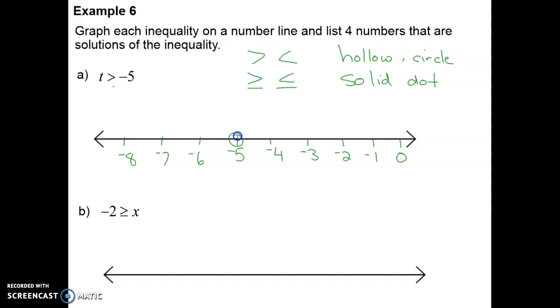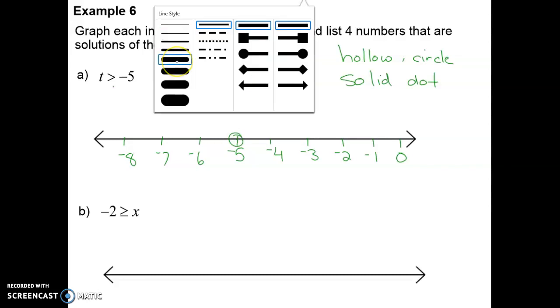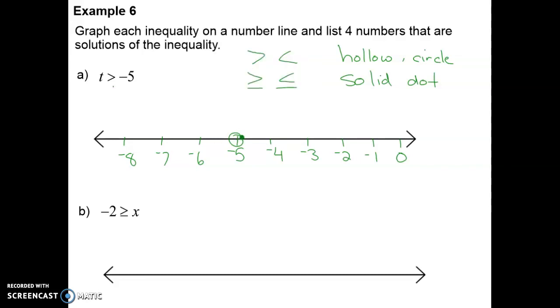I'm shading to the right because my sign says that t has to be greater than -5. So I'm shading to my right. So I'm going to shade in my line. And I'm going to shade the arrow at the end of the line because I know this keeps going.